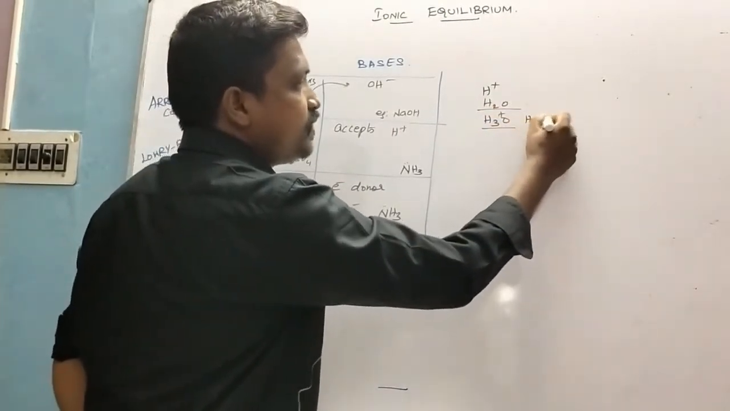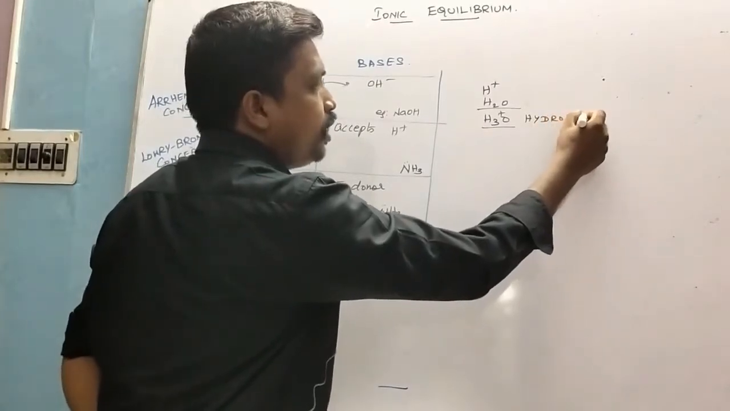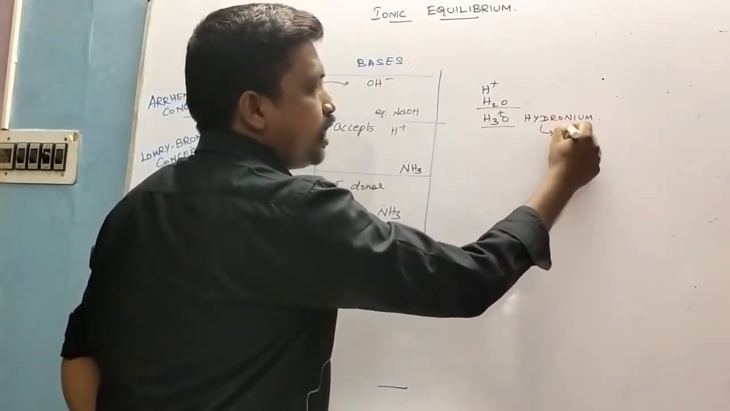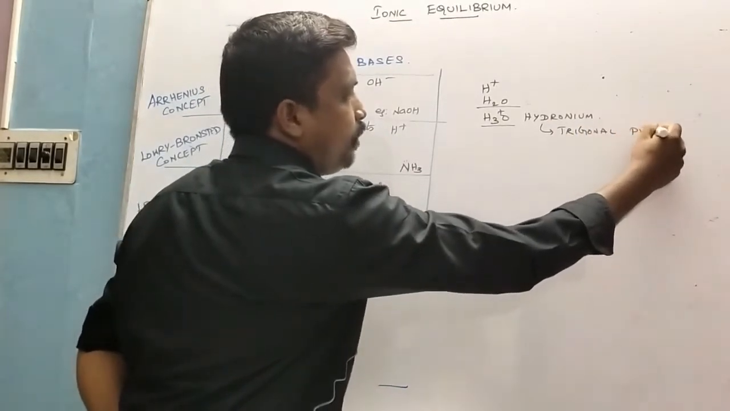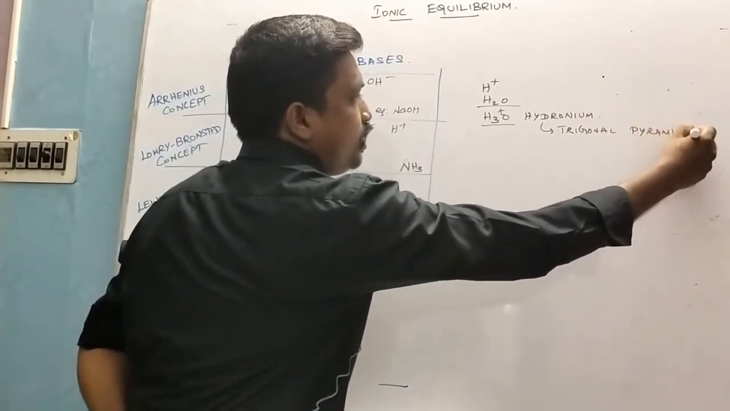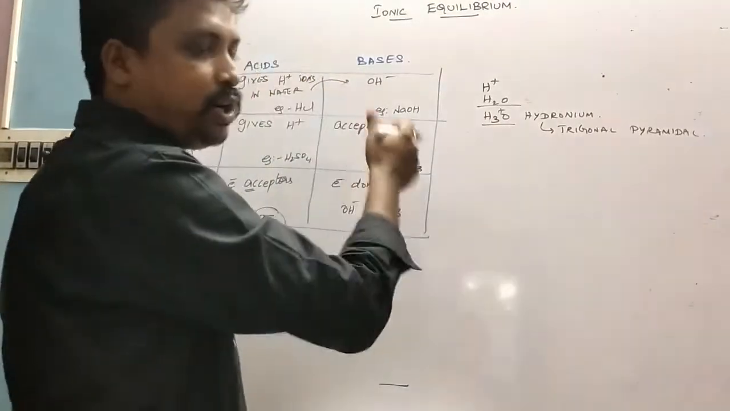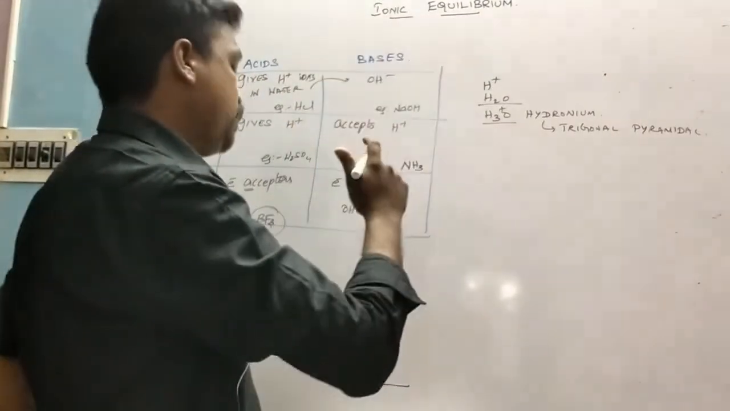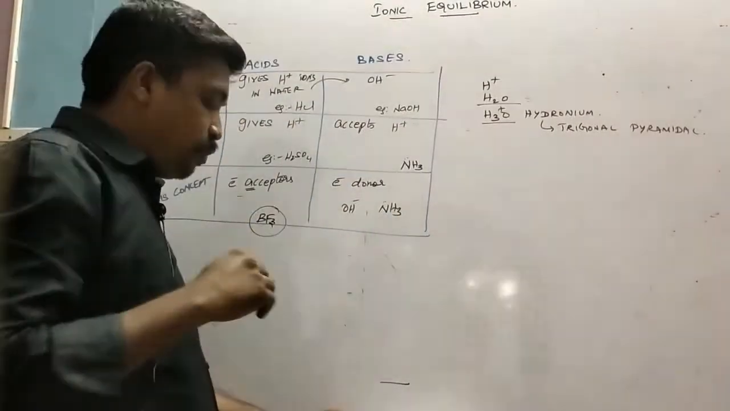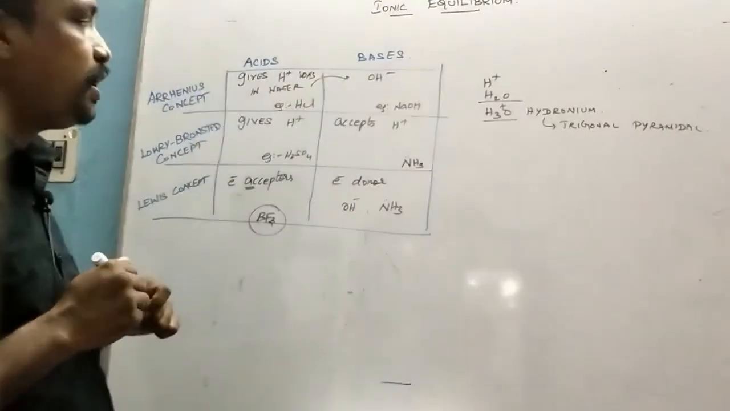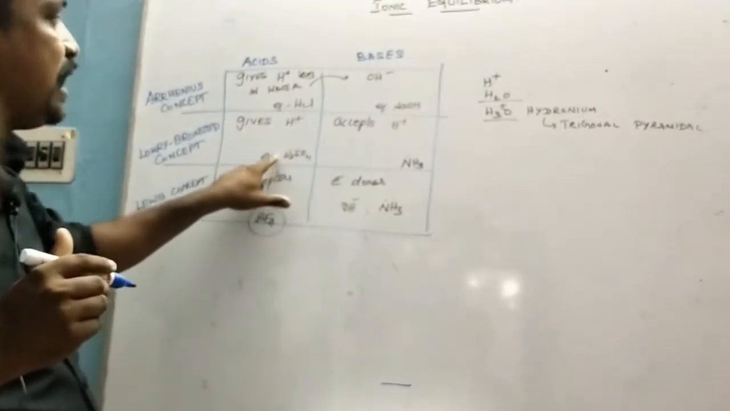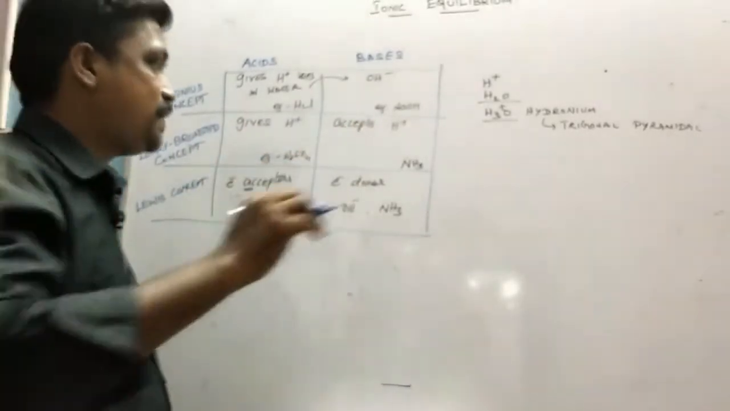So what is the name of this ion? Hydronium ion. It has a trigonal pyramidal geometry, since there are 3 bond pairs with 3 hydrogens and 1 lone pair on oxygen. Okay, leave it. Then another important point to keep in mind is that in the Lowry-Bronsted concept, those substances which give H plus are acids, and which accept H plus are bases, right?